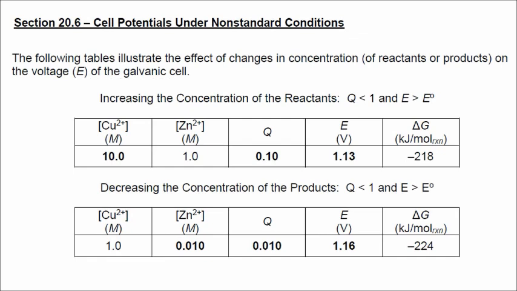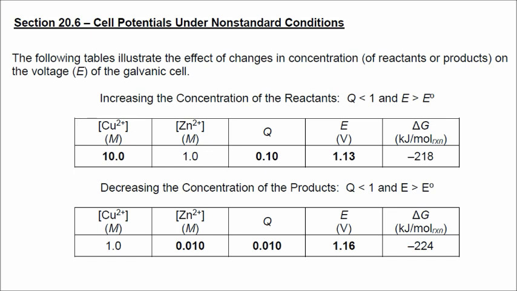So, if we take our zinc-copper system and we decide to increase the concentration of the reactants, so for example, now copper's concentration is 10 molar instead of 1 molar, what effect is this going to have on the cell potential? It's not 1.1 volts anymore. It's actually a little bit higher than that. Q is less than 1, which means we are farther away from equilibrium, and therefore the cell potential increases.